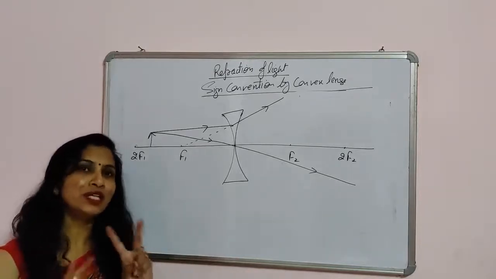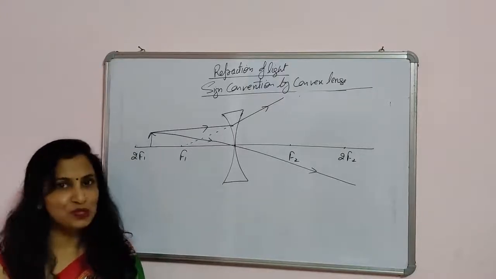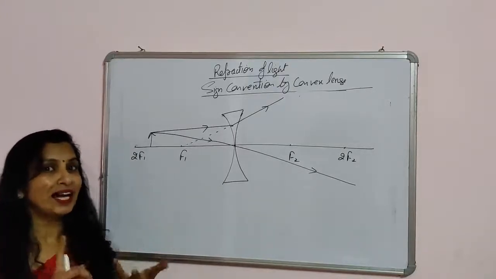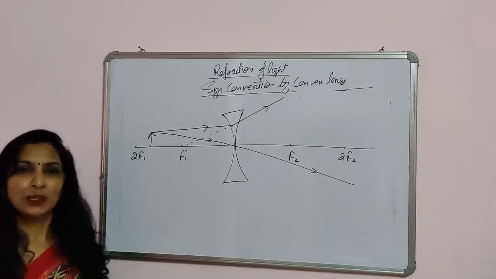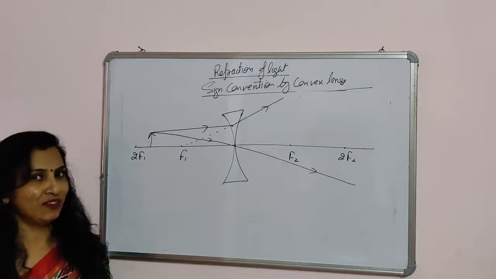So I am explaining two things together. That is, first, the rules for obtaining the images by the concave lens, and second, the image formation by the concave lens. So you can write the heading, image formation by concave lens.